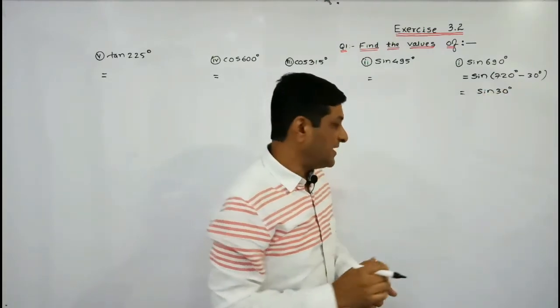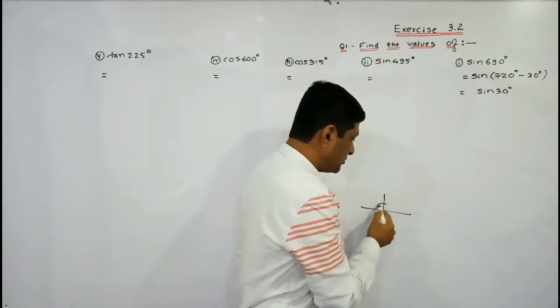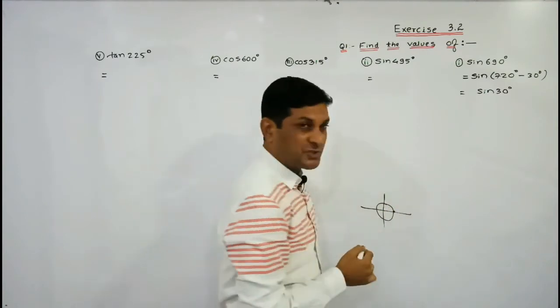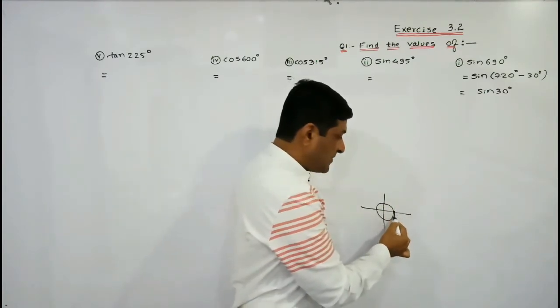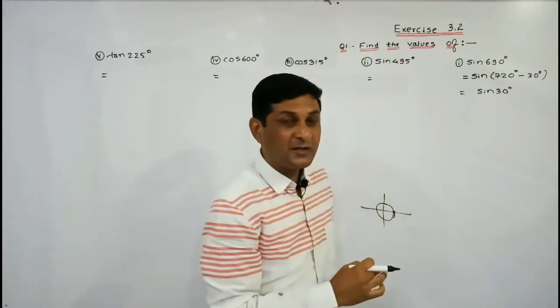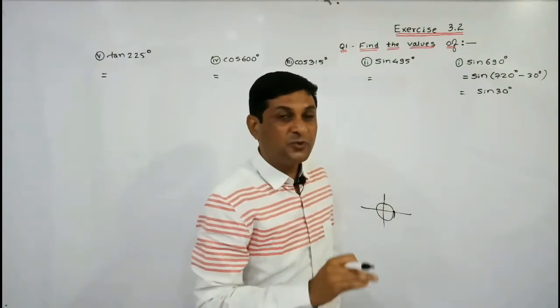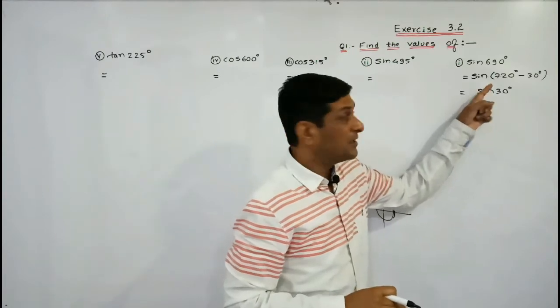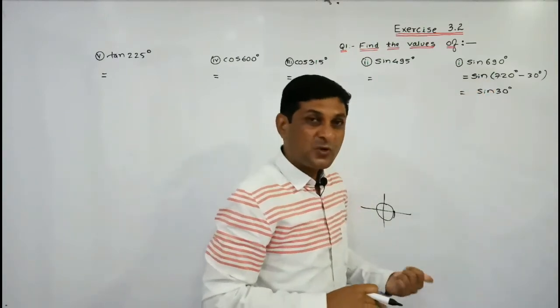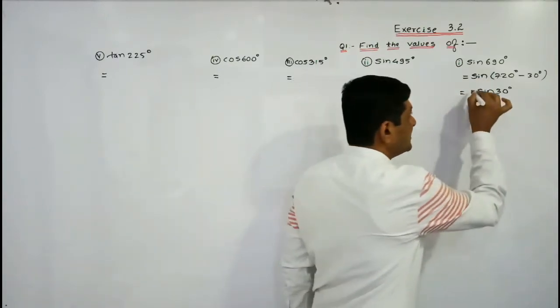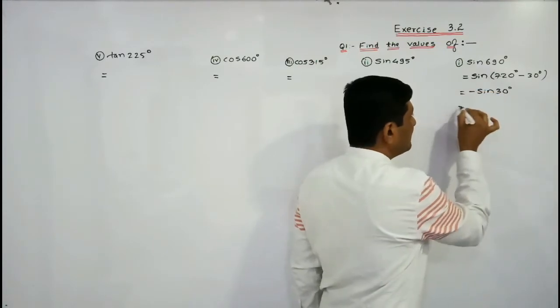270 will be the position here. If we subtract even a little angle from 270, in which quadrant will we be? Fourth quadrant. And in the fourth quadrant the value of sine is negative because cos and sec are positive. That's why here we have to put a minus sign. Keep minus as it is.